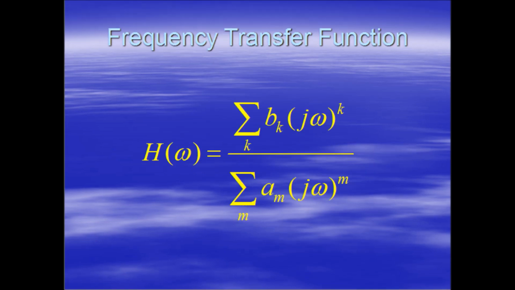Okay, frequency transfer function. A frequency transfer function can determine a linear time invariant system. All those A and B are constant coefficients. So typically, an LTI system can be expressed by its frequency transfer function. We are going to talk about more details later in chapter 3.